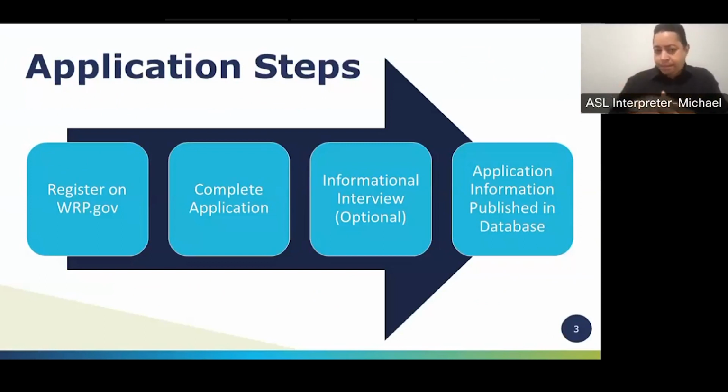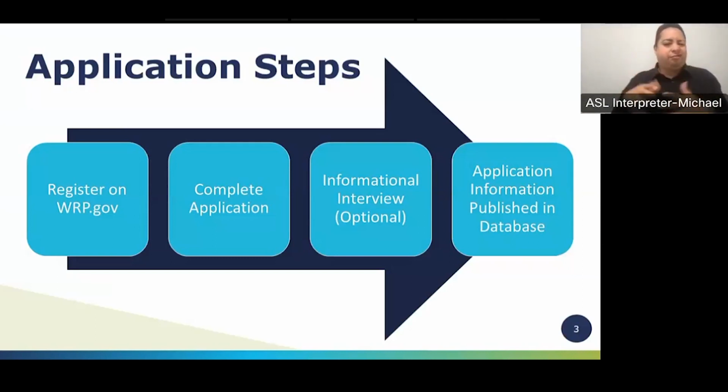To start, the WRP application can be found online at wrp.gov. Each year, there is a WRP application period, which generally begins in mid to late August and ends in mid-October. During this time, on the website, you must first register an account with the WRP and then complete your application.